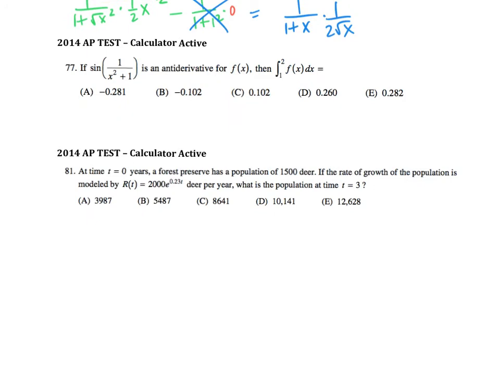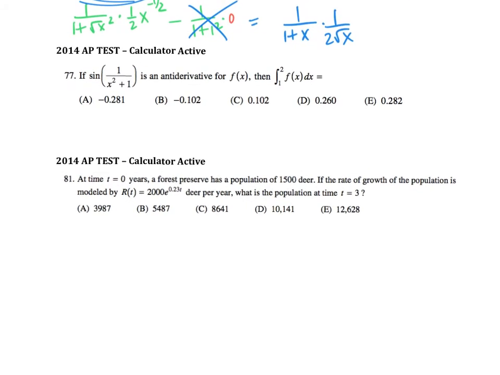They said sine of that quantity is the antiderivative for f. So if I need the antiderivative for f, we get the sine of 1 over x squared plus 1, the antiderivative that they gave us.